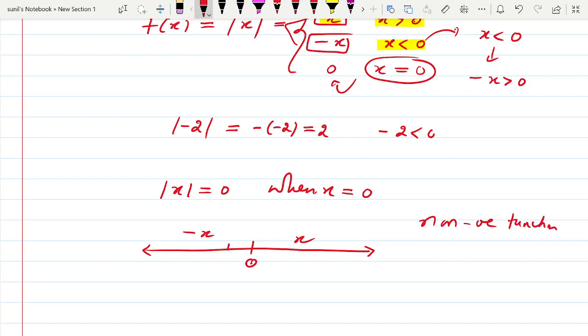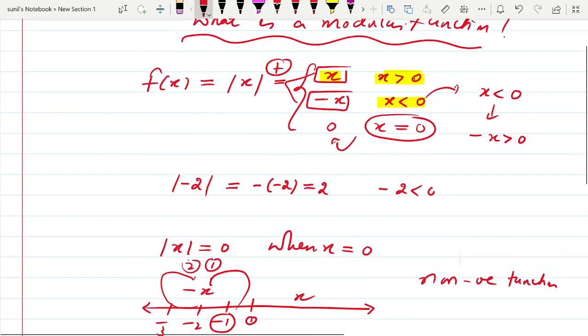How? Here numbers are negative, minus 2, minus 3. So you have to switch over these numbers to over here, and you will get the output. Corresponding to minus 2, you will get 2. So that is why mod of minus 1 is 1, mod of minus 2 is 2. I hope this definition is clear.